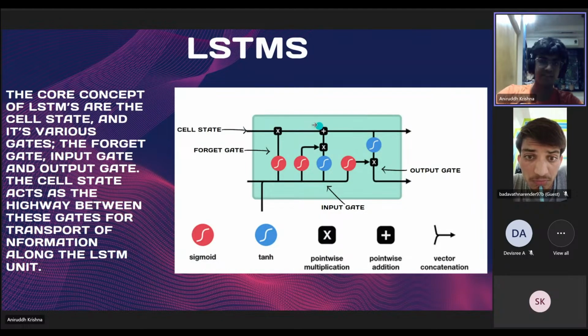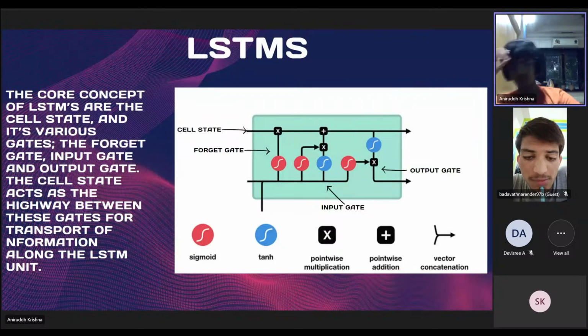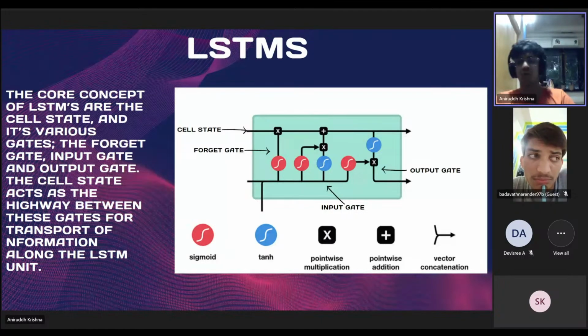Now there are 3 gates in LSTMs: the forget gate, input gate, and output gate. We'll come to these in some time, but these are all connected to each other through the cell state, which acts as a highway for all the information to pass through. So the cell state, the forget gate, the input gate, and the output gate. We'll go to the forget gate. Now, what exactly is the forget gate? It consists of a sigmoid function.